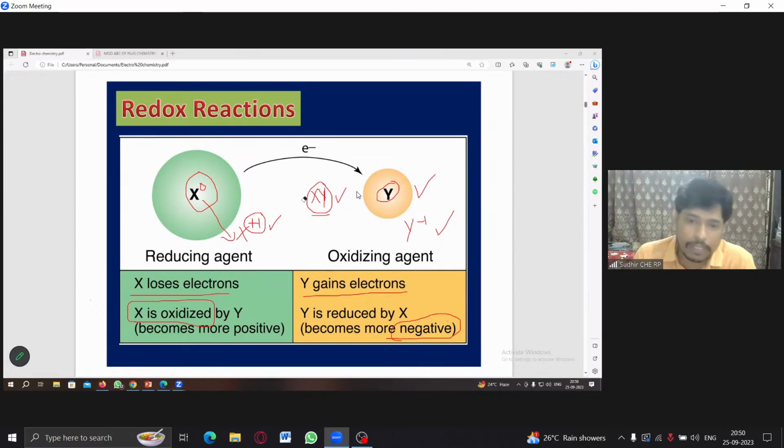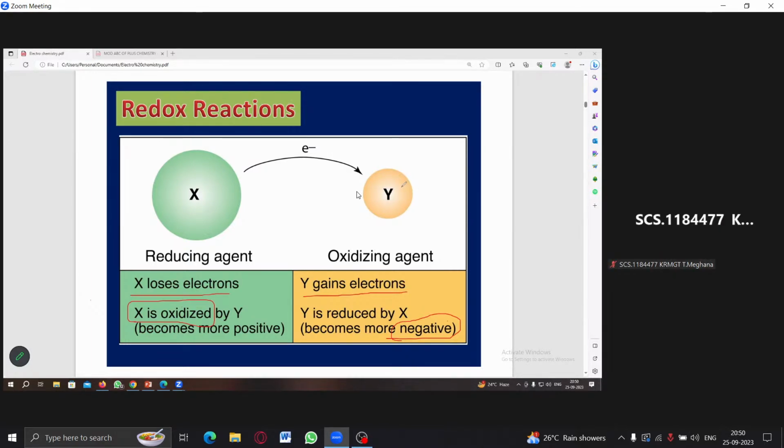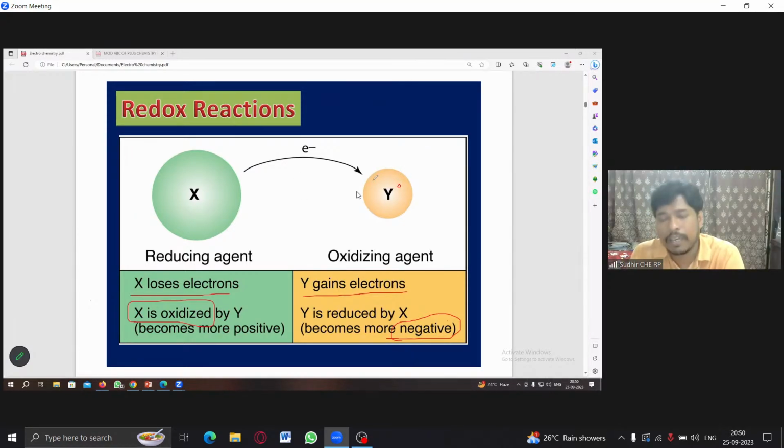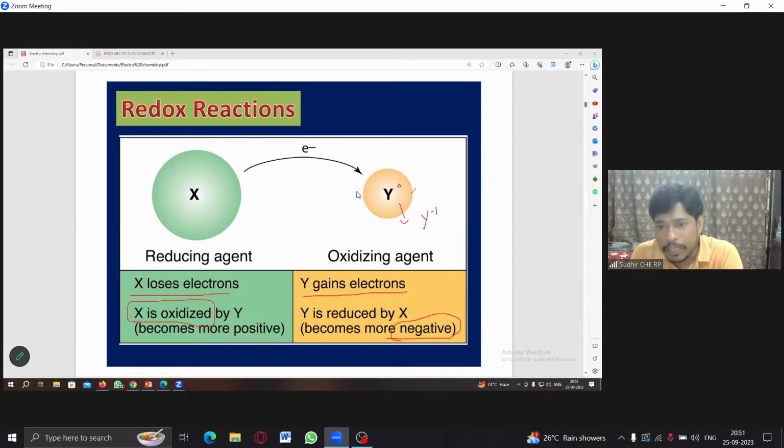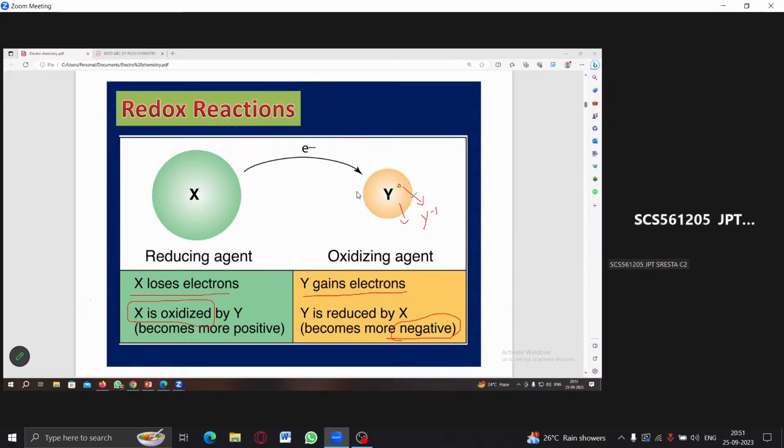It is quite opposite to Y. So Y, initially, what is its oxidation number? In any elemental form, it is 0 only. So Y is also 0. Very good. Now, because of this gain of electron, how is this Y converted? Y is converted to Y minus, Y minus 1. Very good. So now 0 to minus 1. Increase or decrease in the oxidation number? Decrease in the oxidation number.